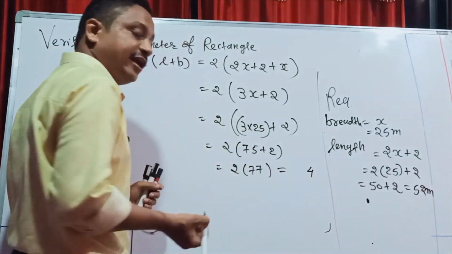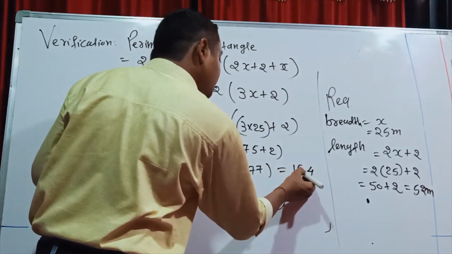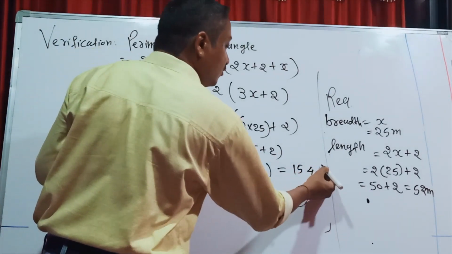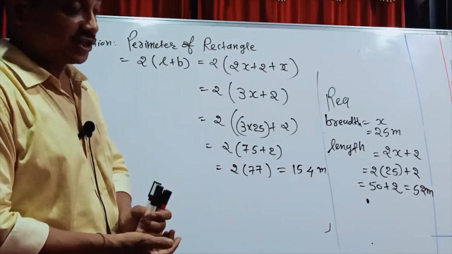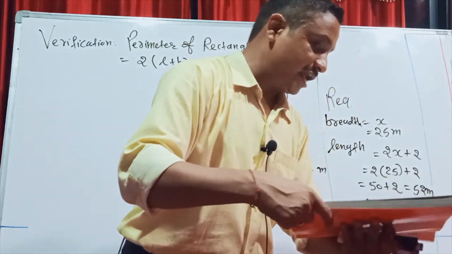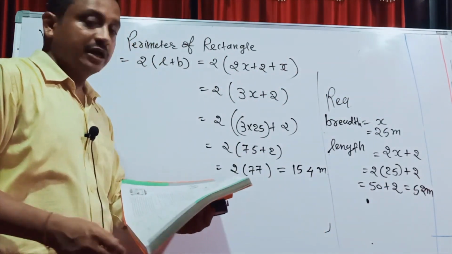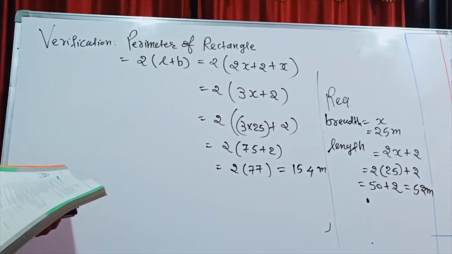Surely your total is ready. 7 2s are 14, 1 carry. 7 2s are 14 plus 1 is 15. 154 meter. That's your perimeter. And here your verification, students, is easily and happily done. Right, proper.